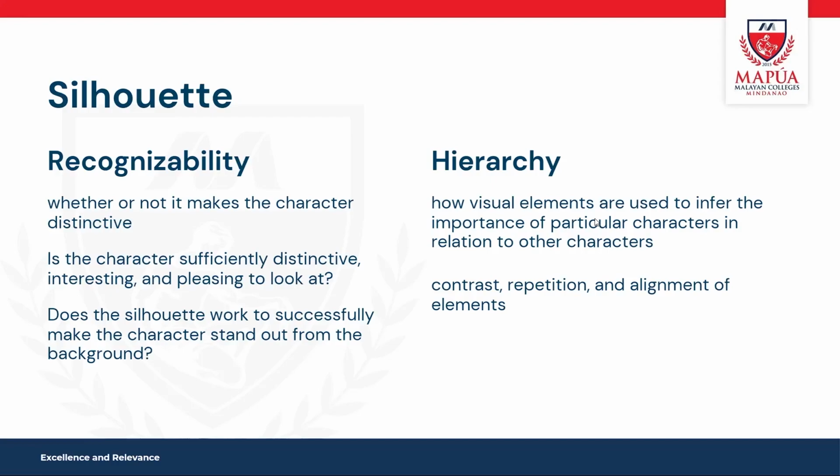Next is the hierarchy, how visual elements are used to infer the importance of particular characters in relation to the other characters. So you can use contrast, repetition, and alignment of elements to build hierarchy. For example, let's imagine the silhouette of Gru from Despicable Me and the rest of the minions. You can see from height alone that there is a hierarchy when it comes to the contrast of the vertical alignment. Gru is the tallest silhouette there compared to the rest of the minions. So it implies that within a hierarchy, Gru is higher up.